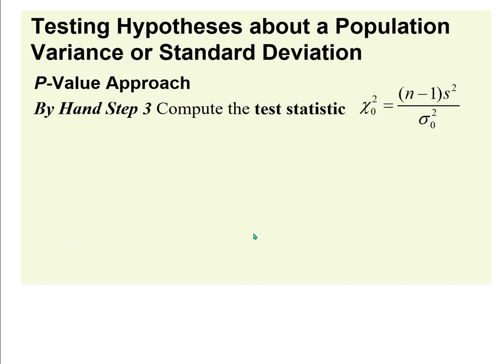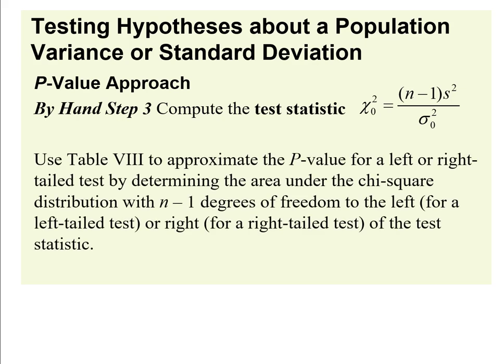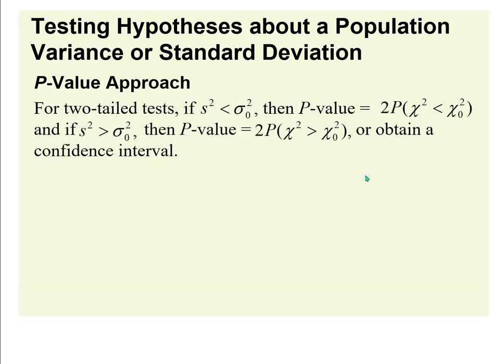So then the p-value approach, we actually do the same step 3. We compute our test statistic chi-square. Then we go to our chi-square distribution table and we find the p-value based on our degrees of freedom. So we'll work through all of these. And if we are doing a two-tailed test, our p-value is actually going to be twice the probability from our table. So just keep that in mind if it's a two-tailed test.